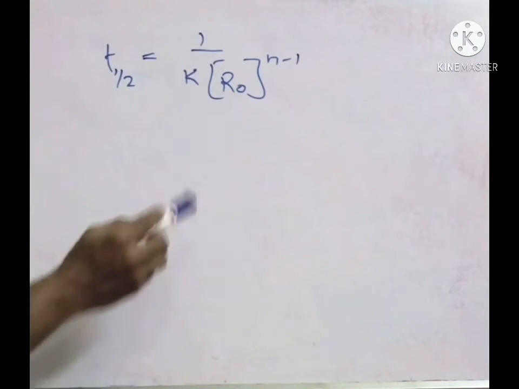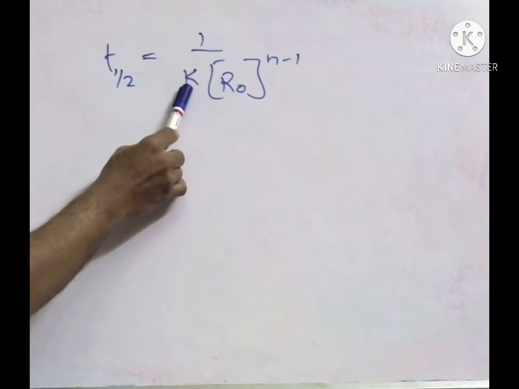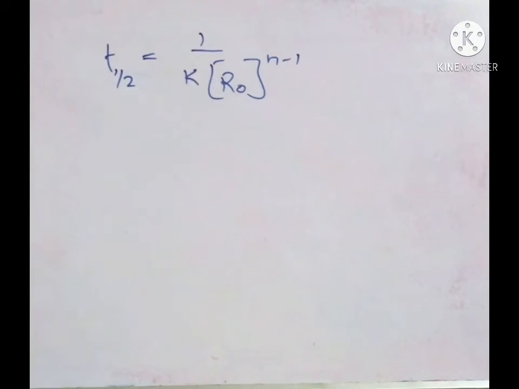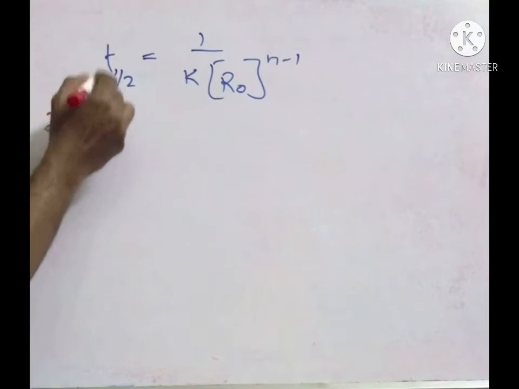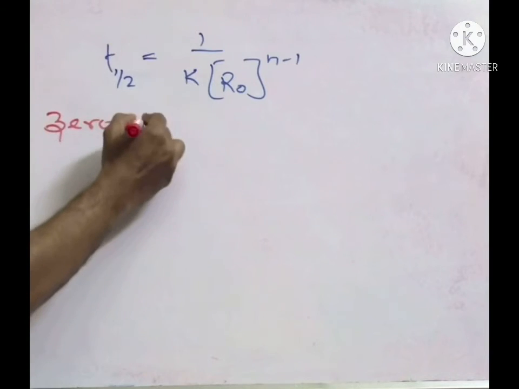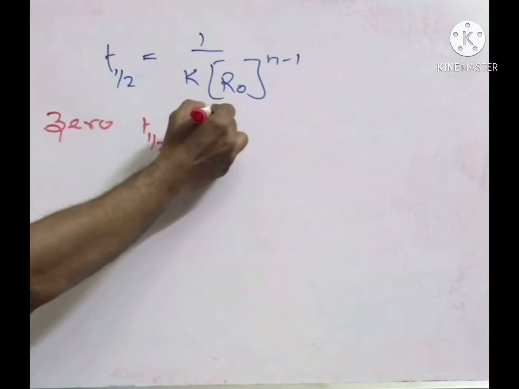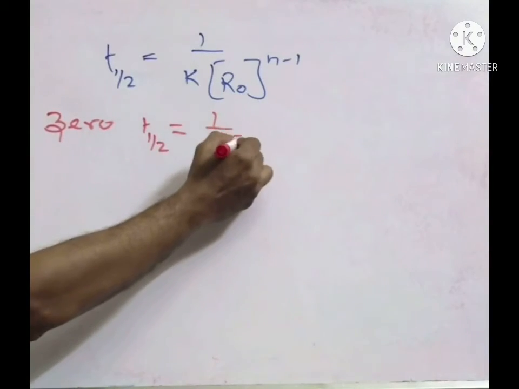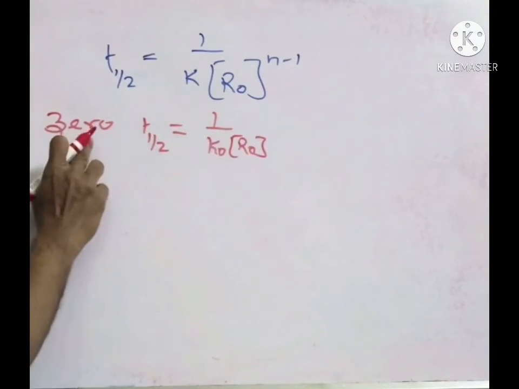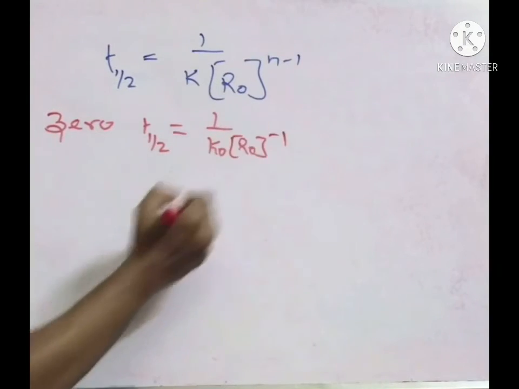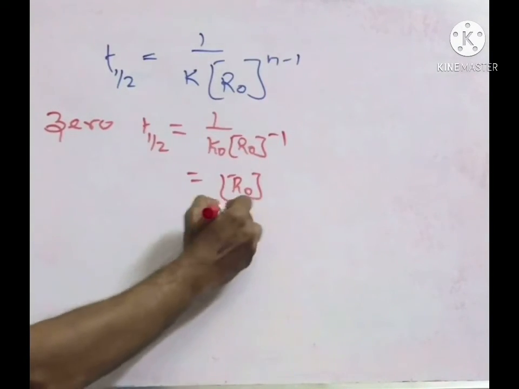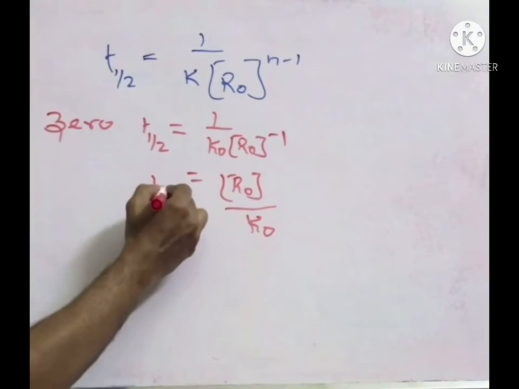In this equation you see the rate constant is there. If it is first order, it is the first order rate constant; second order, the second order rate constant. It changes based on the order of the reaction. For a zero order reaction, T1/2 equals 1/K0 into R0 to the power n-1, with n equal to 0, that is R0 to the power of minus 1, so R0 goes to the top by K0.